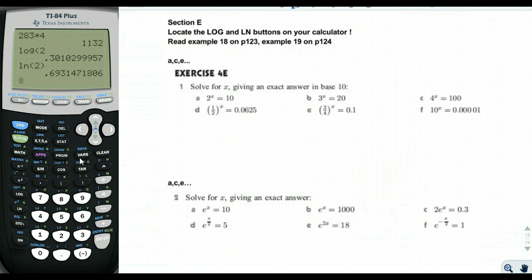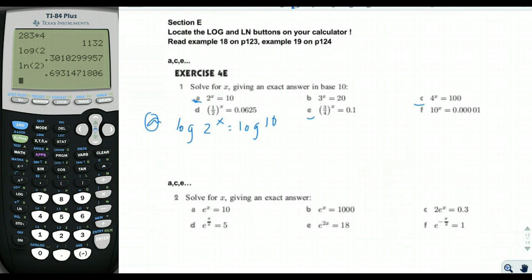So, first problem, we're going to do ACE. So let's do A. Solve for x, giving an exact answer in base 10. When you don't know where you're going with this, just take the log of both sides, because since there's an unknown in the exponent, you want to end up doing a log to figure out what that is. We don't know exactly how to do that yet, so we'll just take the log of both sides and we'll get log of 2 to the x is equal to log 10.